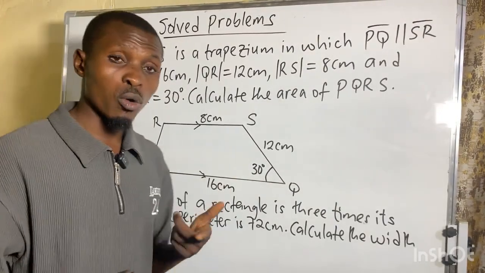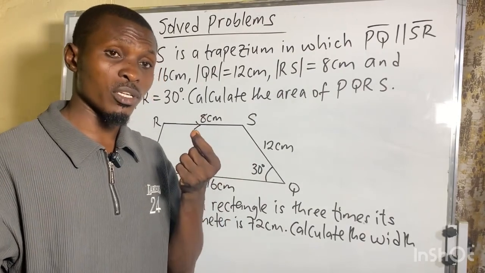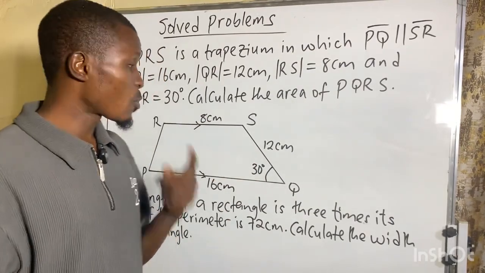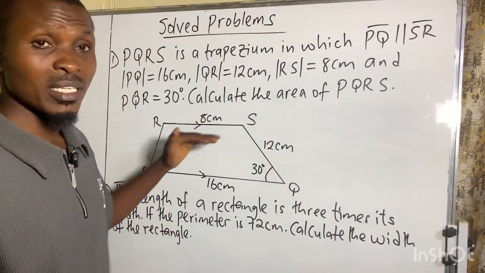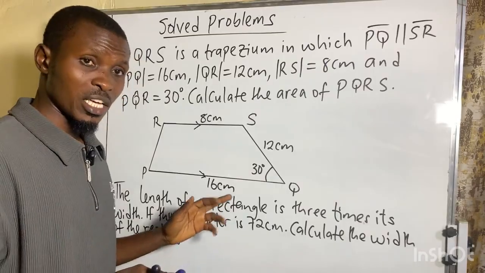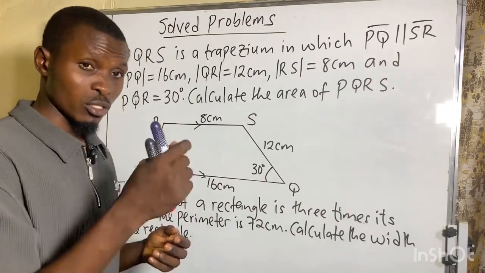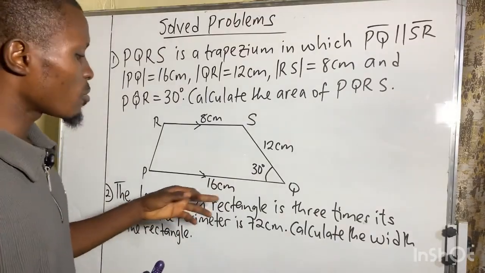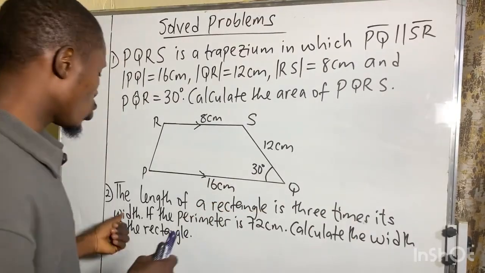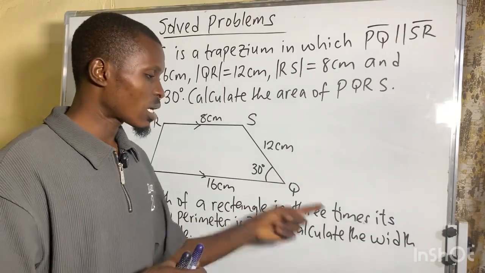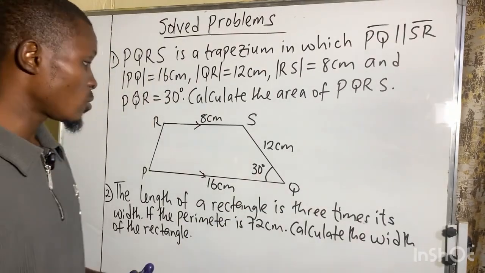Here we'll need to recall the formula for calculating the area of a trapezium. Recall in a trapezium, the parallel sides are your A and B, and then you have the perpendicular height H, perpendicular to the parallel sides. Number 2. The length of a rectangle is 3 times its width. If the perimeter is 72 centimeter, calculate the width of the rectangle.